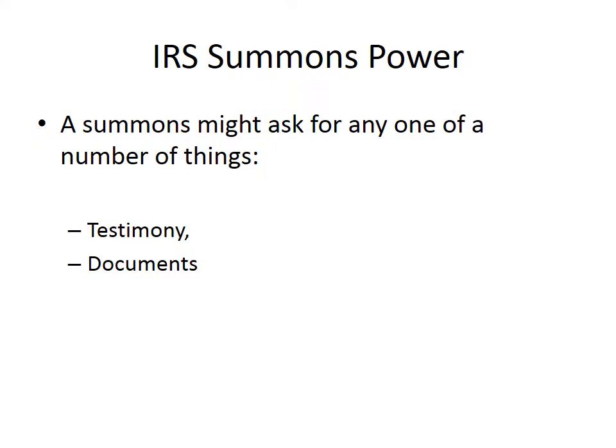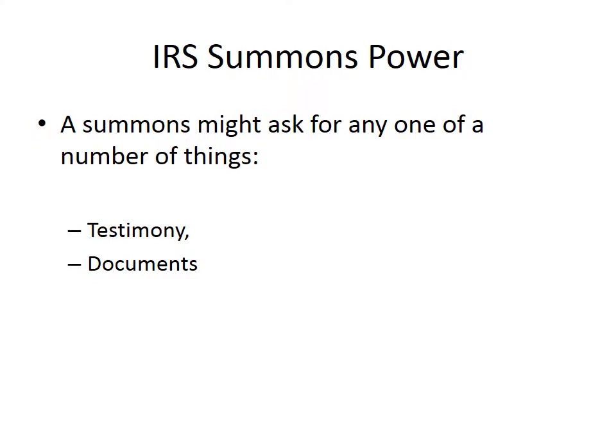Now, what might a summons ask for in the first place? Well, there's two main categories of things it might ask for. The first is testimony, and the second are documents. By testimony, what we're referring to here is something like this. Come in at this time and at this place and tell us about X, Y, and Z. Sometimes that telling is formalized. There are formal questions and answers that are given, and it's recorded, much like a deposition. As far as documents go, well, they refer to books and records.